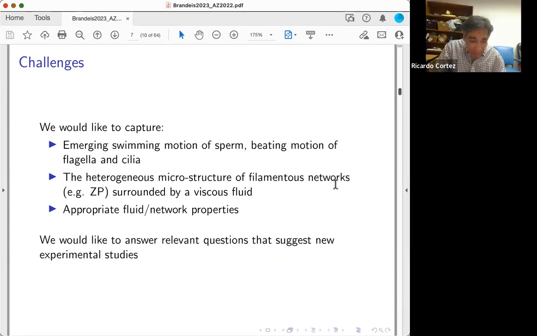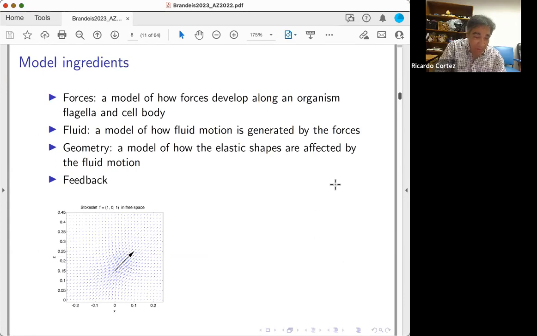All right, I think this is fine. So let's look at some of the ingredients for the model. In a simplified version, we need a model for the forces that develop along the flagella or the cell body. We need a model for the fluid motion, the viscous fluid around it, the environment, and how the motion is generated by the forces.